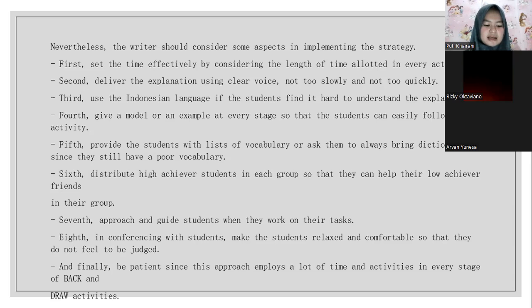And seven, approach and greet students when they work on their tasks. Eight, in conferencing with students, make them relaxed and comfortable so that they do not feel judged. And the last, be patient, since this approach employs a lot of time and activities in every stage of BACKDRAW activities.